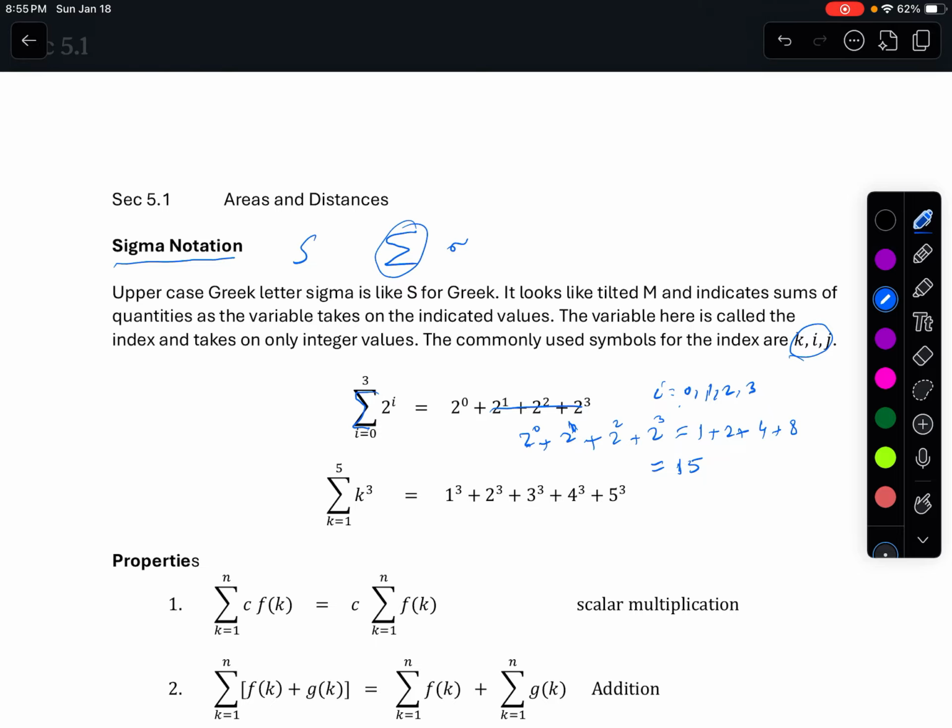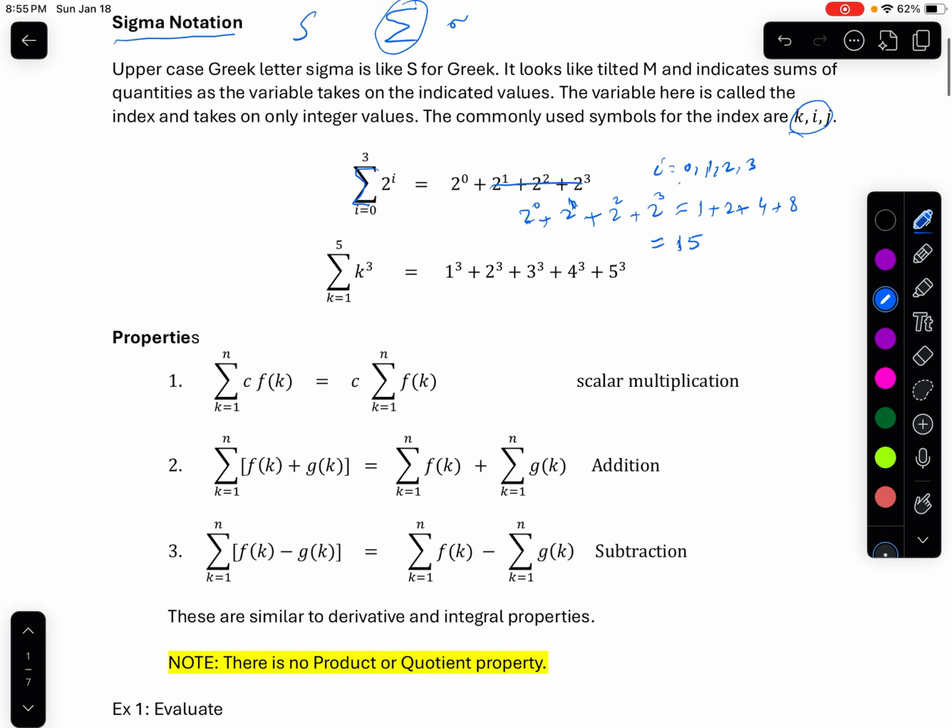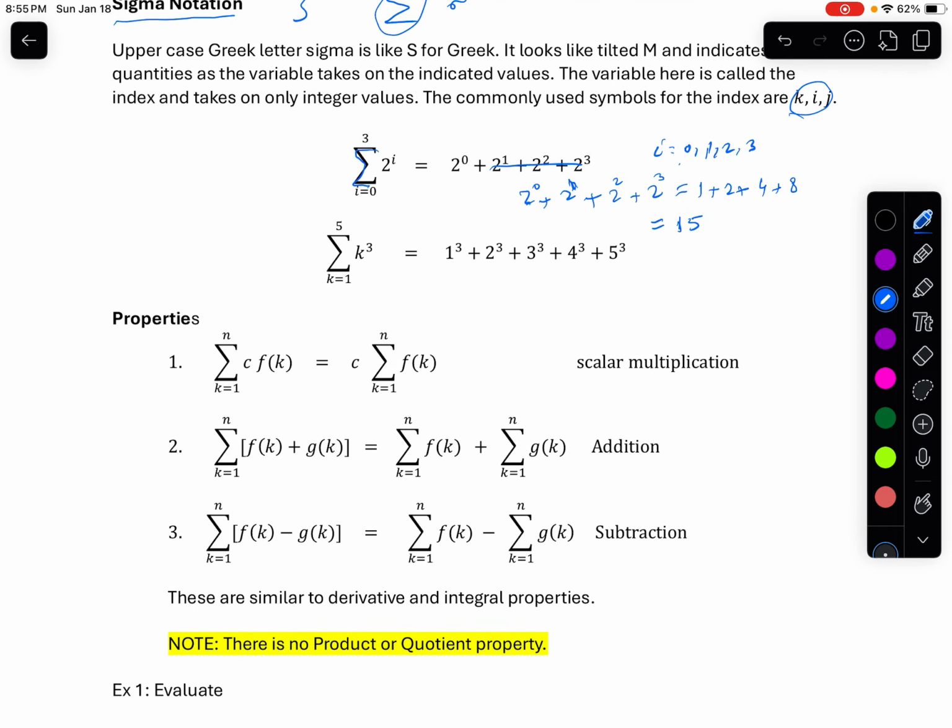So this is what sigma notation is. Now another example: sigma of k cubed, where k is going from 1 to 5. Note that earlier I made it go from 0 to 3, and here I am making it go from 1 to some number. We can start with a negative number as well. It doesn't matter, depending on the problem.